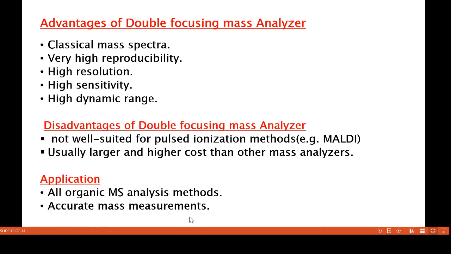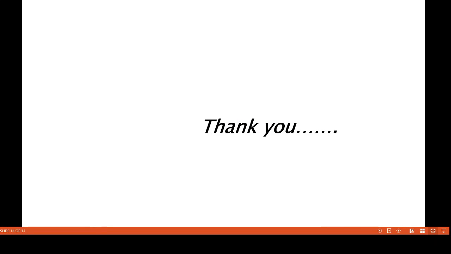Okay, so this is about the types of analyzers. We have completed all four types of mass analyzer. In the next lecture, we will see the ions, types of ions, and the different detectors used in a mass spectrometer. Okay, so thank you.